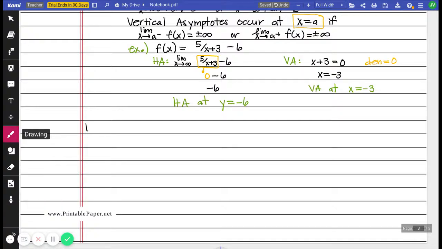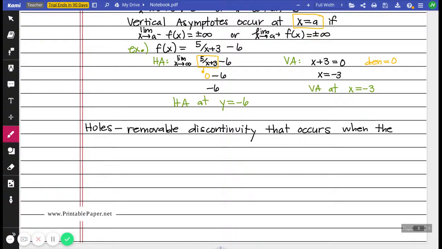Final thing, holes. We talked about them once already. I'm going to give you a quick little review. Holes are removable discontinuities. They occur when the numerator of a fraction and the denominator of a fraction have the same factor.